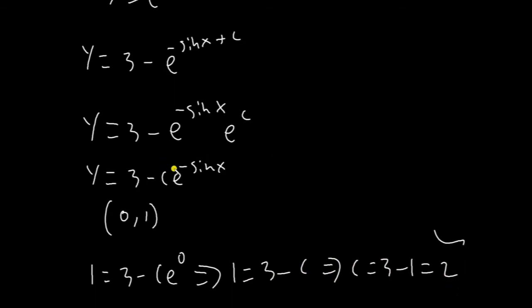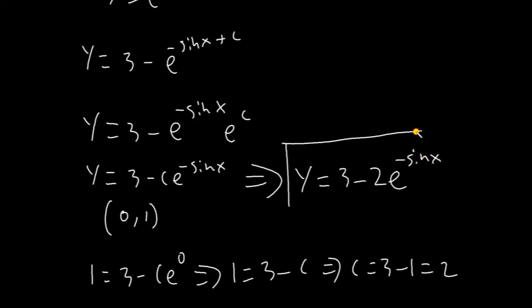Okay? So now we can take my expression here. I'll just plug in c equals 2. So y equals 3 minus 2 e to the negative sine of x. Okay. And with that, we're done.